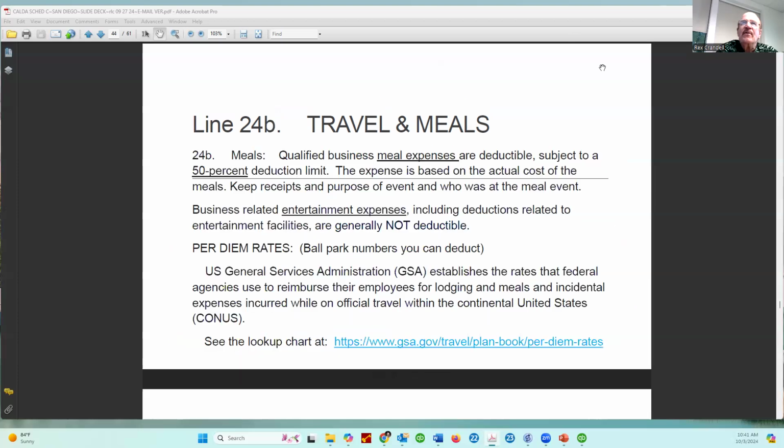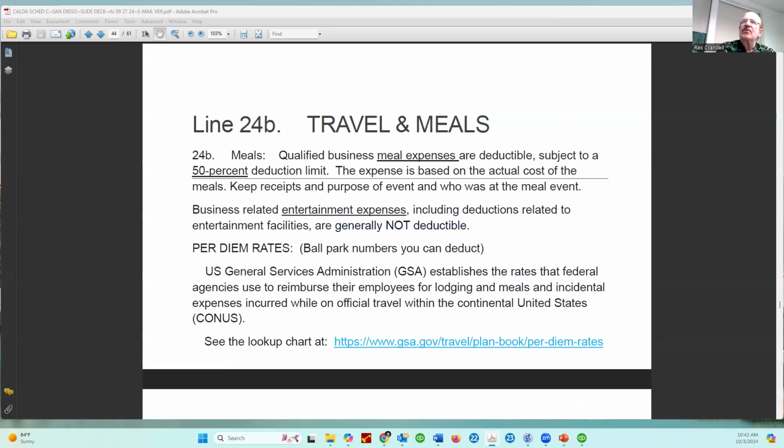in the business travel. And it used to be travel and entertainment. You notice there is no word that says entertainment now because entertainment is no longer deductible for tax purposes. Then we move on to line 24B, travel meals. Qualified meal expenses are deductible subject to a 50% deduction limit.